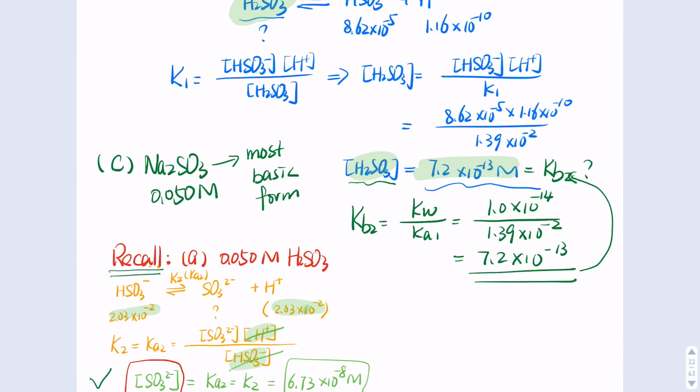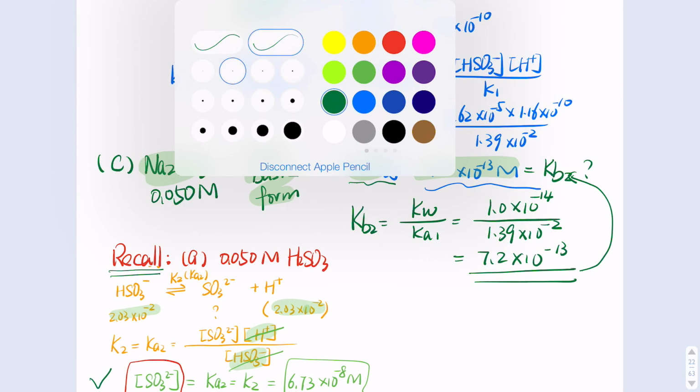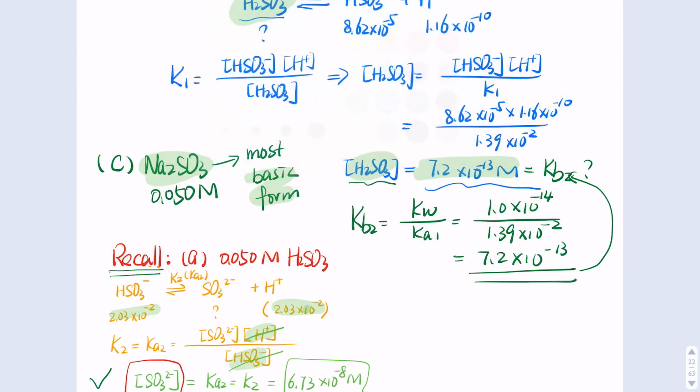So if you have a situation like this, where the major species is the most basic form, then the very little amount of that most acidic form, the concentration will actually equal the Kb2 value. Of course, you should show the calculation process, but this value turns out to be the Kb2 value. Okay, so this will be the end of this video, and hopefully this is helpful. Thank you for listening.